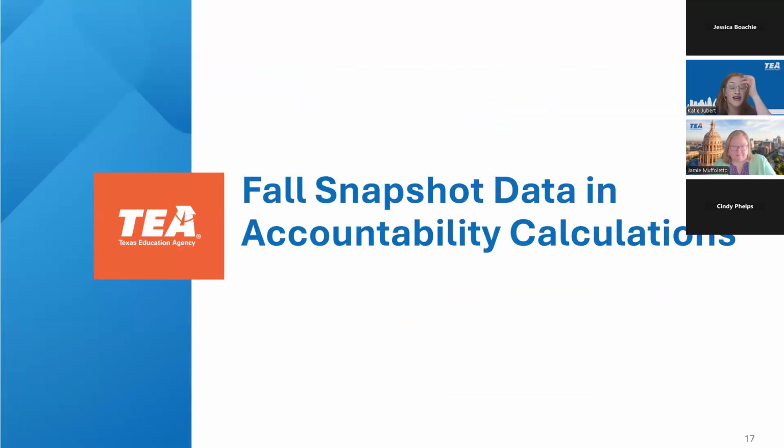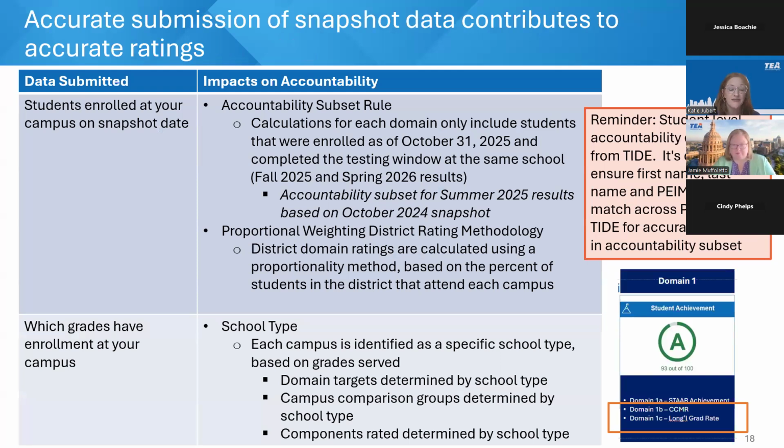All right, so fall snapshot data and accountability calculations. We're going to start really big and then zoom in a little bit. The first thing that needs to be right for your accountability to be right is that we need to know who is enrolled at your school and what grades those students are enrolled in. This matters for three big reasons. The first is the accountability subset rule. The second is that district ratings use a proportional weight based on your campus population size. And the last is your school type.